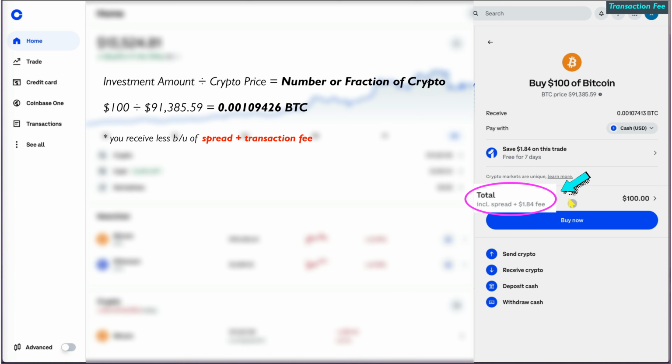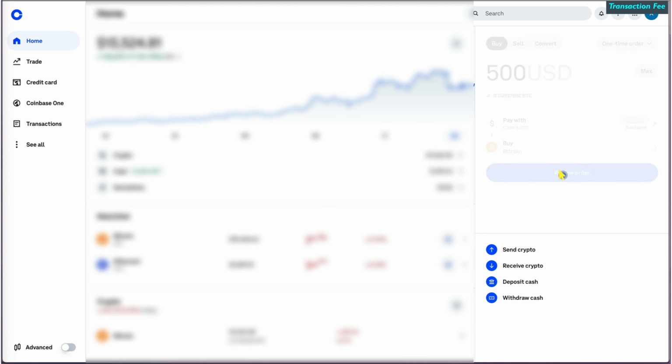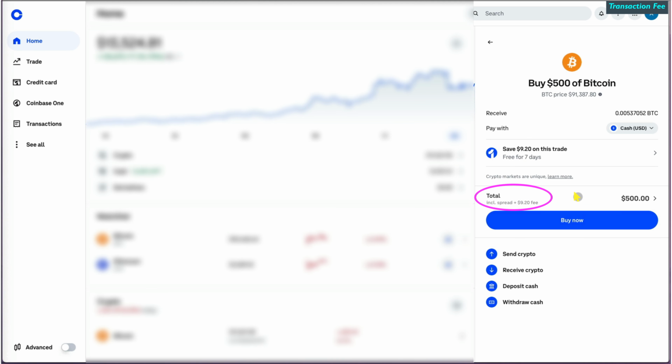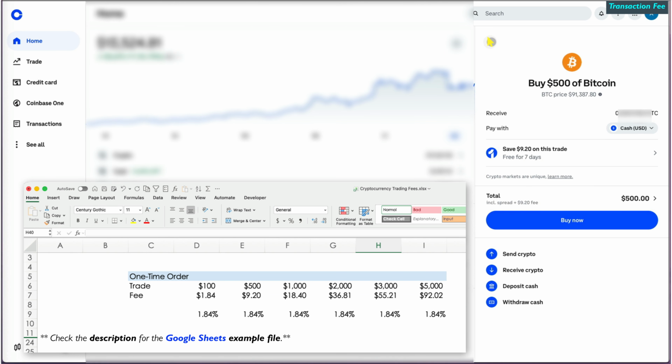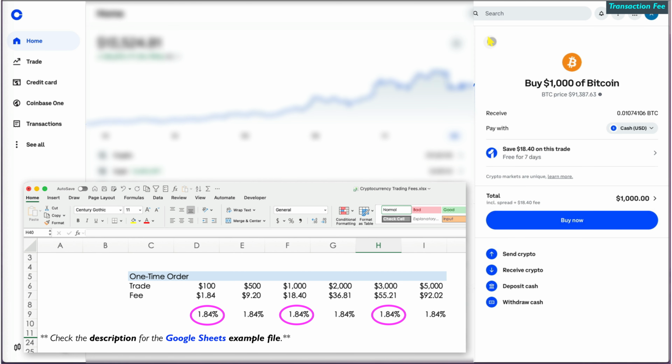That's because Coinbase charges you two different fees: transaction fee plus a spread. If I change the purchase amount to $500, the transaction fee increases. I tested different amounts and the Coinbase fee percentage stayed at 1.84%.